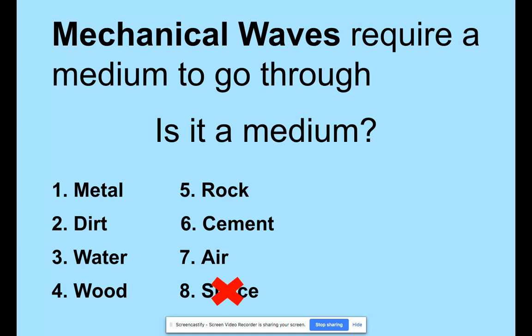So if you crossed off space, you are correct. Obviously, we said air was a medium, water was a medium. Any physical object would be a medium. Space is a place where there is no air, and it is therefore a place that mechanical waves cannot travel.